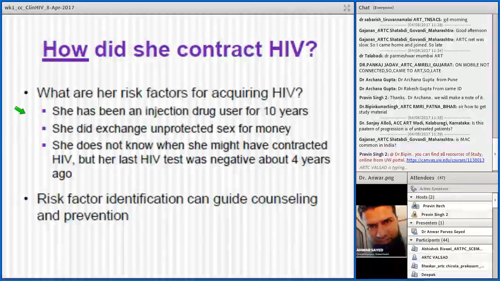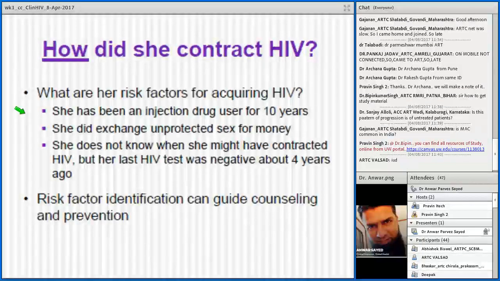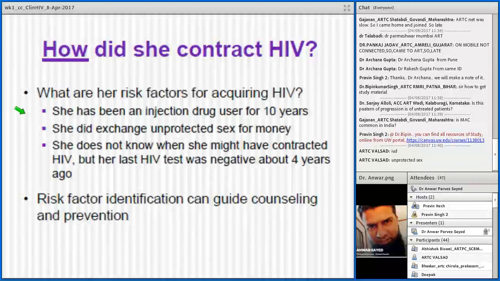Actually, this slide should have come early. By mistake, I have put it here. So we were talking about how a person has contracted HIV. Risk factor wise, if you see, this person was an injection drug user for 10 years, had unprotected sex for money, and she had contracted HIV long back, but did not report to the health facility early. But her last HIV test report was negative about 4 years ago.